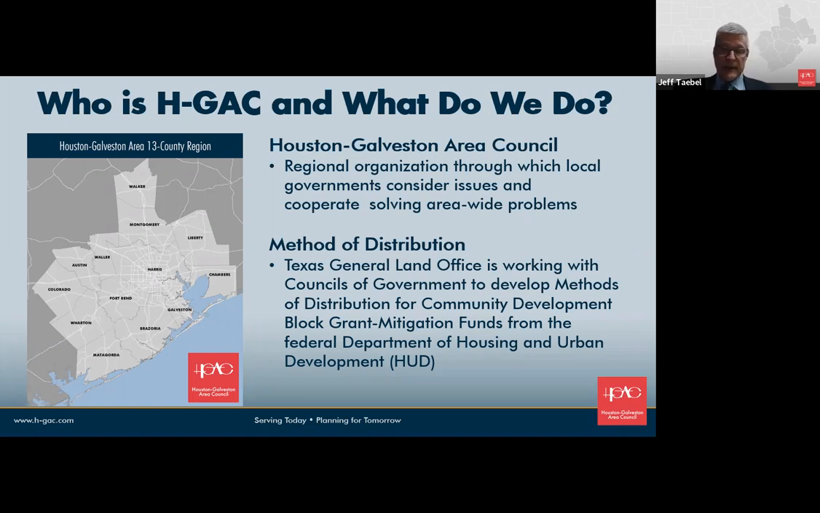I'll also add that H-GAC has substantial experience in developing methods of distribution. This will be the fourth one that we have developed. We developed two for Hurricane Ike funding, and we also developed one in 2018 for the first round of federal funding from the Harvey disaster recovery funds. Next slide, please.